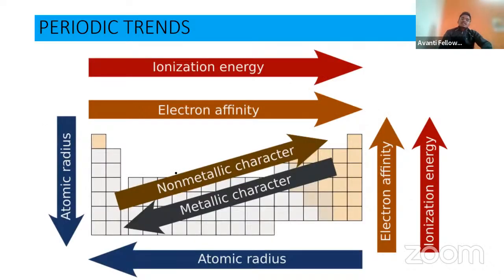So these are the regular trends for the periodic table. From top to bottom, atomic radius increases, and from left to right, atomic radius decreases. Metallic and non-metallic character: across the period, non-metallic character increases. Down the group, metallic character decreases. Usually metals form basic oxides, non-metals form acidic oxides. I hope you guys are understanding this.